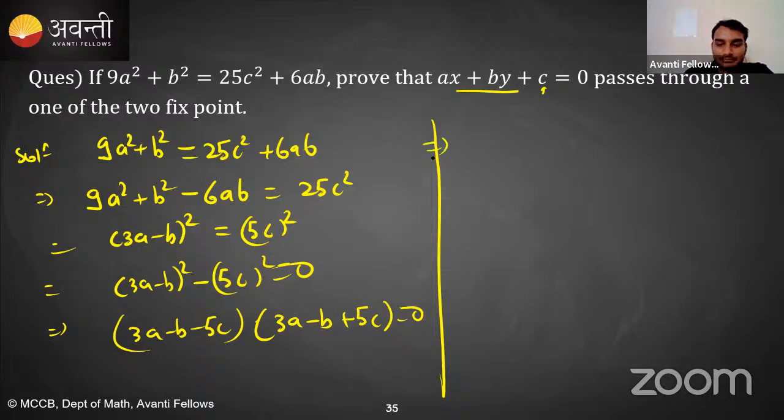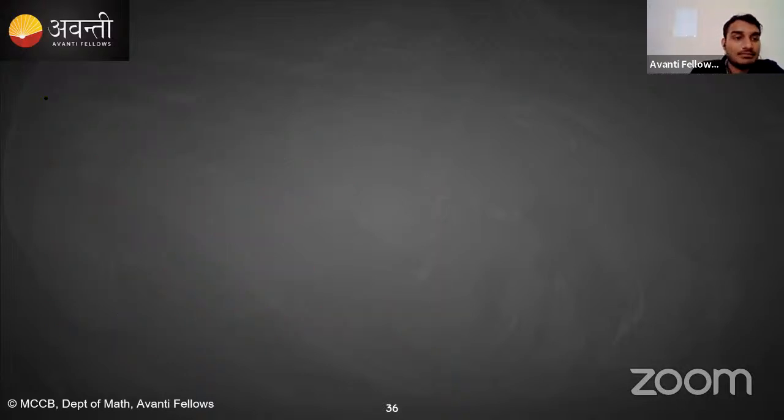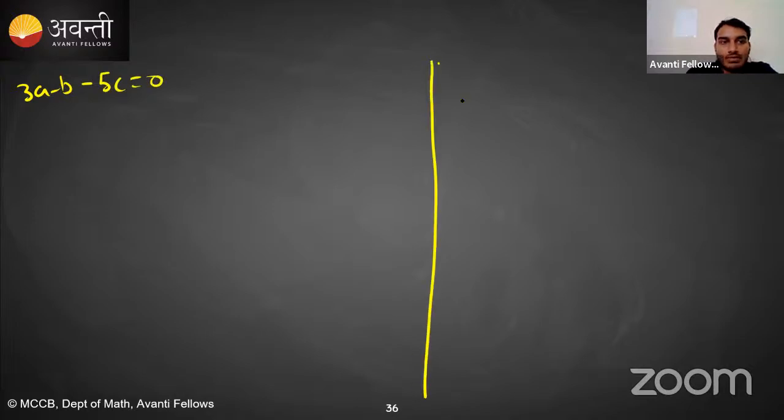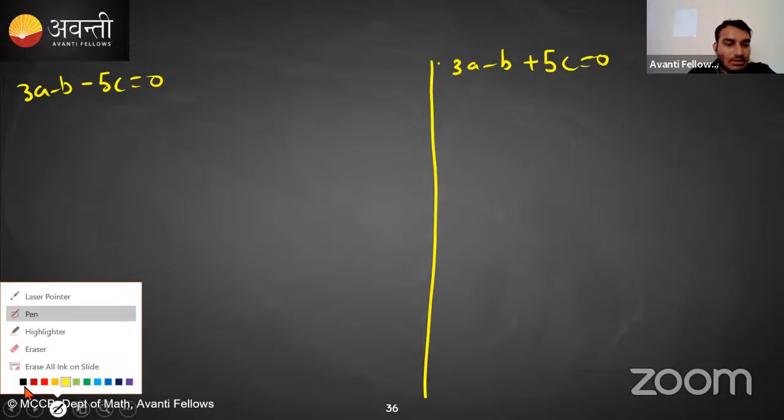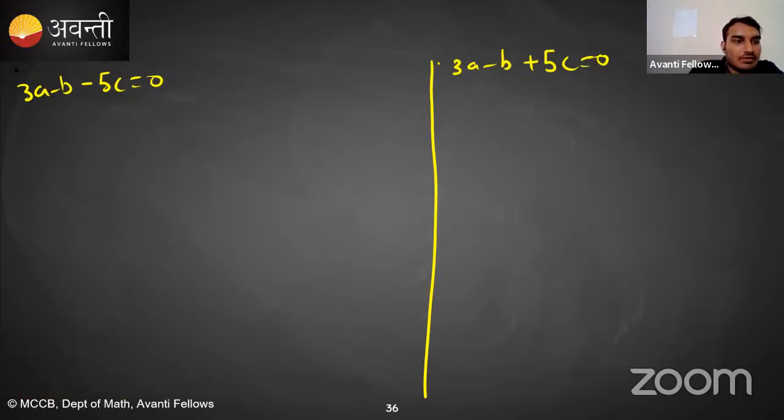So यहाँ से either there are two possibilities. Either 3a minus b minus 5c is 0, or 3a minus b plus 5c is 0. Yes or no? Right? Chalo. Now on this situation we will see. So if it is true that 3a minus b minus 5c is 0, then b कितना आ गया? b is 3a minus 5c.